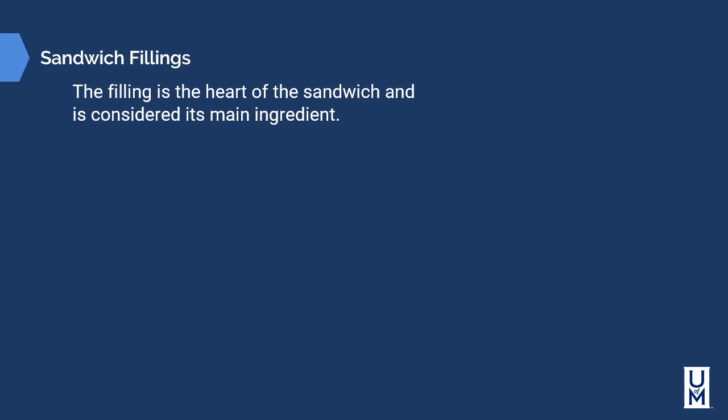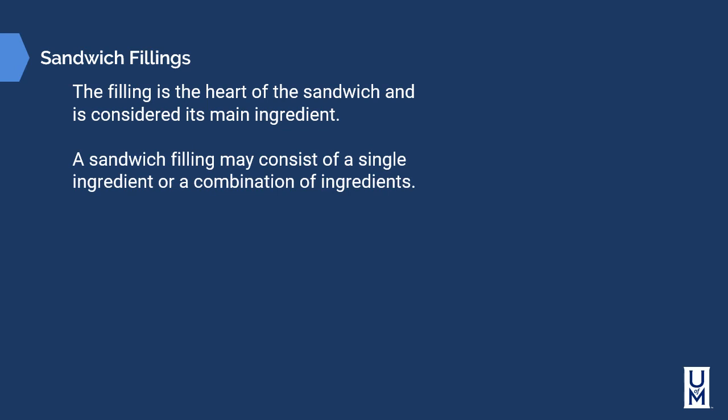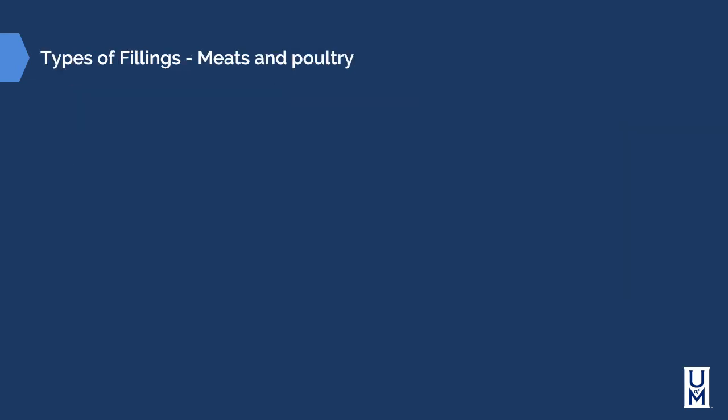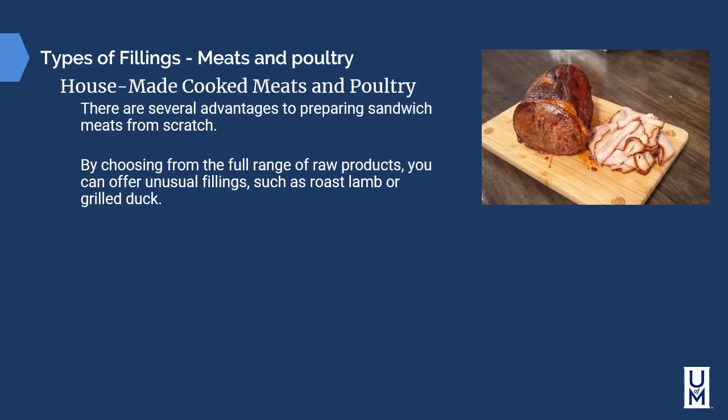The filling is the heart of the sandwich and is considered its main ingredient. A sandwich filling may consist of a single ingredient or a combination of different ingredients. For deli meats, the most widely used sandwich fillings in North America are industrially processed deli meats. While there are quite a lot of the industrially processed deli meats out there, there is something to be said about house making or house cooking your own meats and poultry. There are several advantages to preparing sandwich meats from scratch. By choosing the full range of raw products, you can offer unusual fillings such as roast lamb or grilled duck.